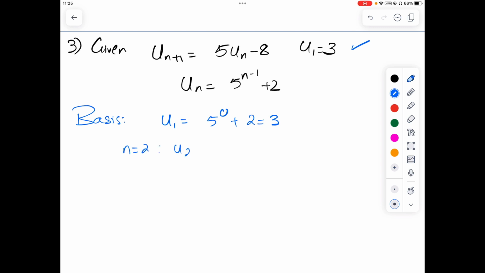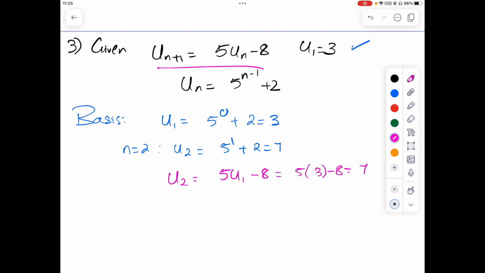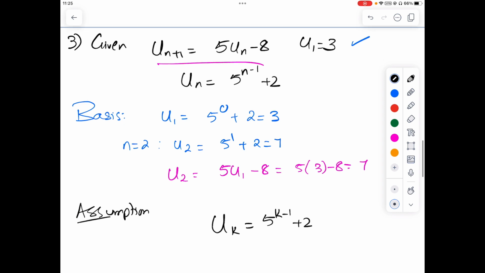So u2 equals 5 power 1 plus 2, which is 7. Use the recursive formula to get u2. u2 equals 5u1 minus 8, which is 5 times 3 minus 8, 15 minus 8, 7. Therefore, the statement is true for n equals 1 and n equals 2. Now, assumption. For assumption, uk equals 5 power k minus 1 plus 2.